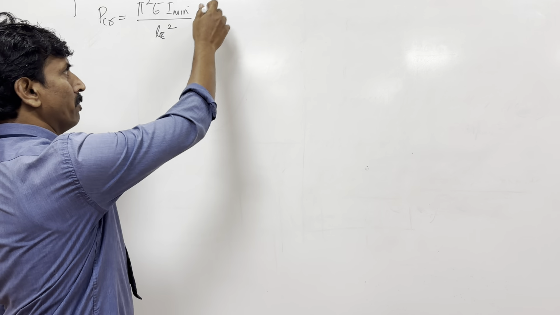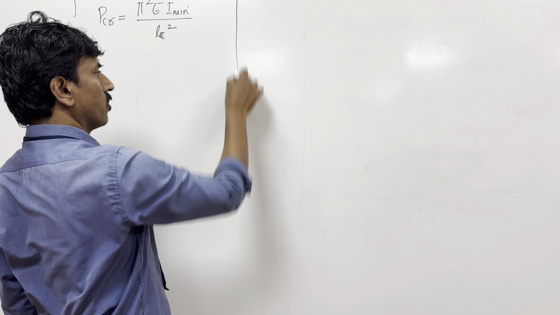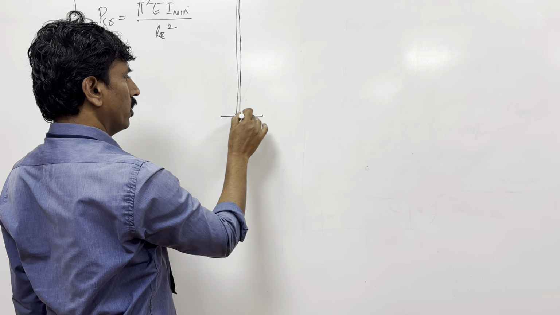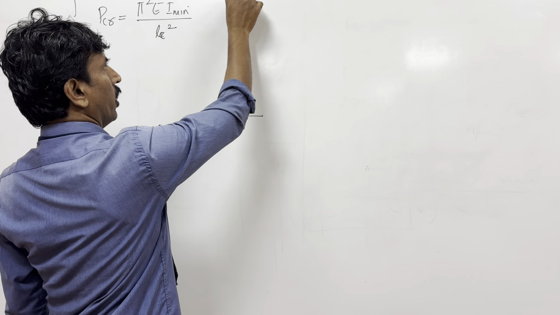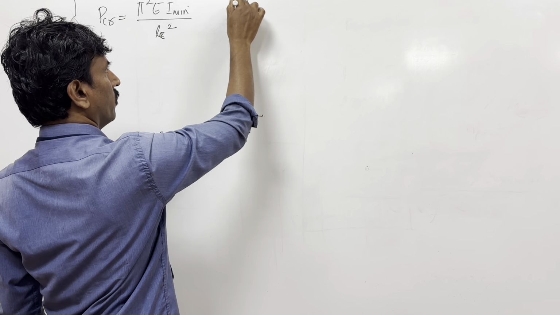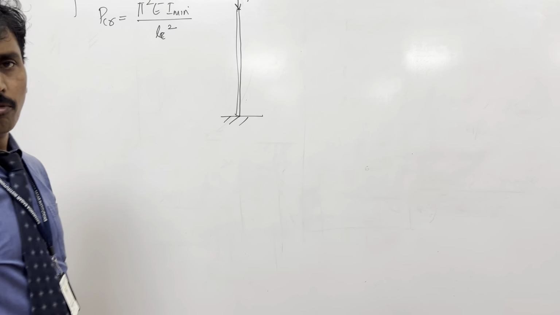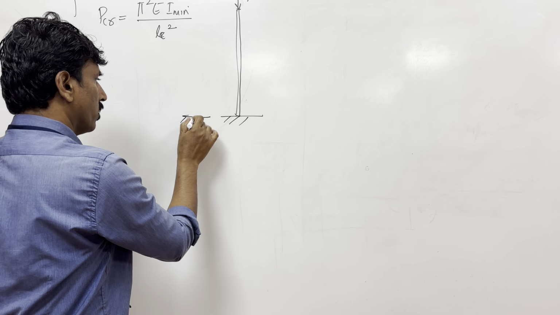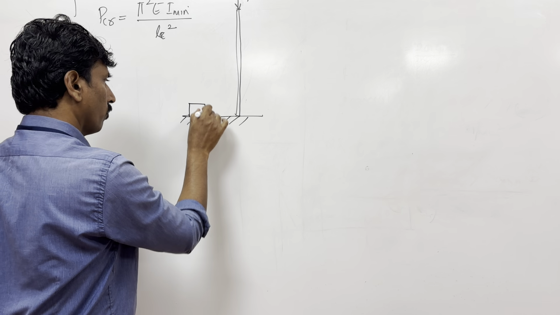Long columns means like this, very slender, and here you are applying a load P. This is a long column. A short column means a very short one like this.